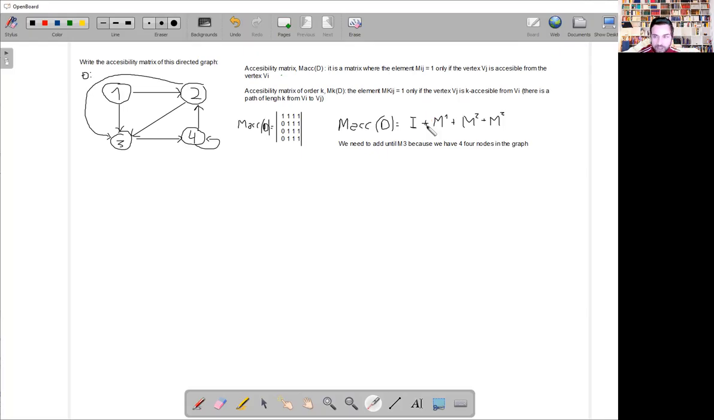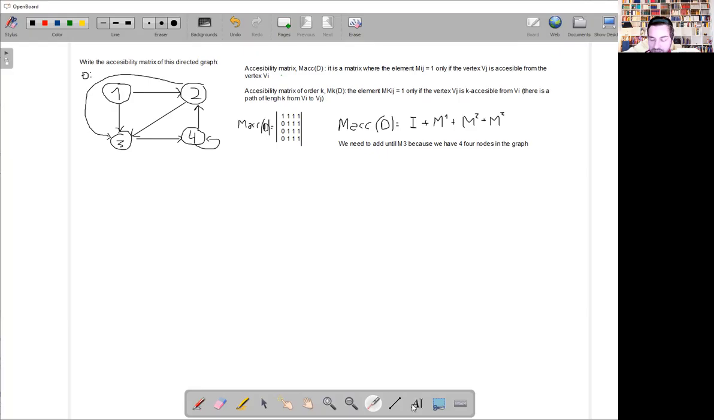And then how do we calculate these accessibility matrices, right? There is also a trick, right? A trick to do so. And let's see it, okay?